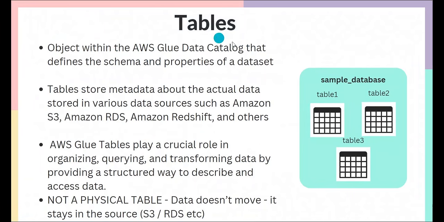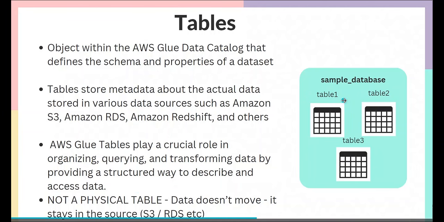Next, let's see what tables are. I think we already discussed what a table means. It's just metadata of your data which is stored in various data sources. AWS Glue tables play a crucial role in organizing, querying, and transforming data by providing a structured way to describe and access the data. We will see how that works in practice. And again, like we discussed, it's not a physical data table, as in the data doesn't move into this table in AWS Glue. The data still sits in your source, which can be S3 or DynamoDB, etc. This table just contains the metadata about your data, like where it is stored and what the schema is, etc. So let's see how to create a table in the Glue Data Catalog.